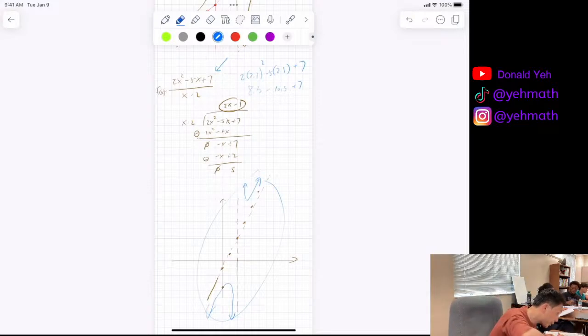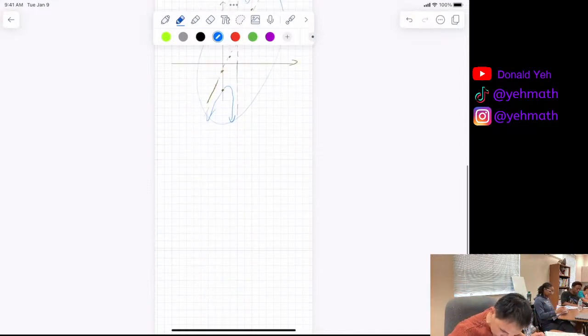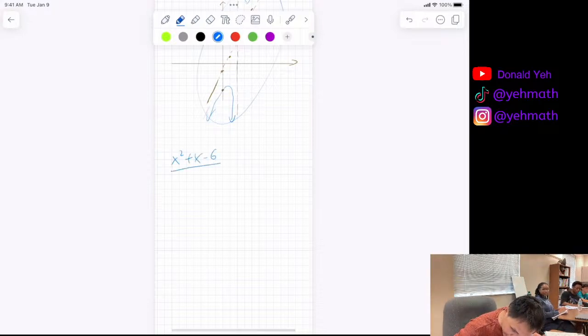Okay. So let me see if I can give you another one. x squared plus x minus 6 over x minus 3. This one's factorable. So this one's better.